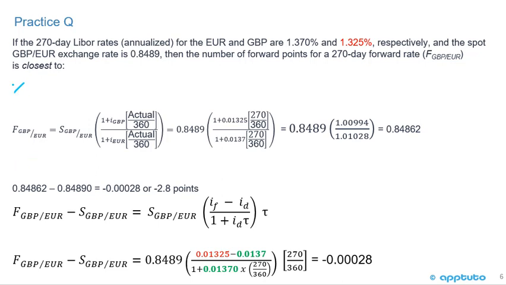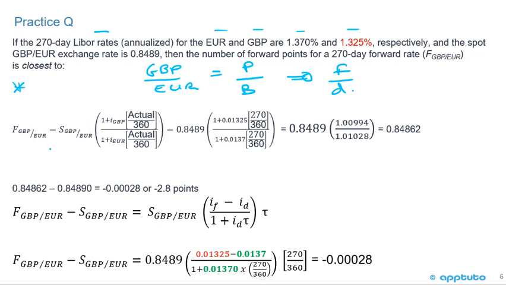So this is the same as the slide that we previously saw. We calculated the forward rate. We had the 270-day LIBOR rates for the euro, Great Britain pound, 1.37%, 1.325%, and we had the spot rate, Great Britain pound to the euro. So that's our price currency, that's our base currency, or we know sometimes we saw it as F over D, okay? And so we went through that calculation to calculate the forward rate, spot rate, times 1 plus the interest rate in the price currency, times time, divided by 1 plus the interest rate in the base currency, times time. So we did that.